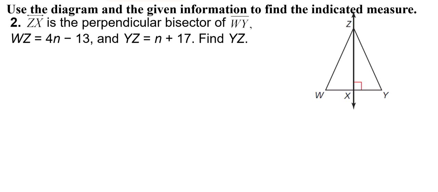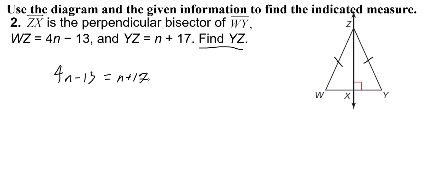If ZX is the perpendicular bisector of WY, then WZ, this segment, and YZ are congruent. So if I want to find YZ, I can solve this equation for N. Because they're congruent, I can say that 4N minus 13 equals N plus 17.